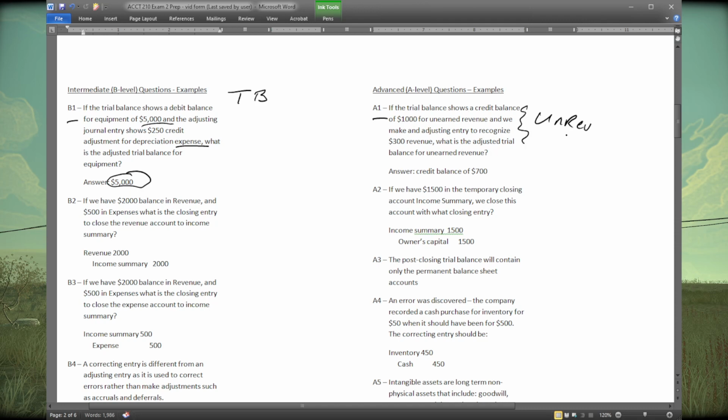You just have to realize that unearned revenue is a liability. And when we recognize revenue, we're reducing the liability. And how much are we reducing it by? We're reducing it by 300. In other words, we had $1,000 of unearned revenue. We earned 300 of it. So there's only 700 left to earn. And because it's a liability, it has a credit balance.